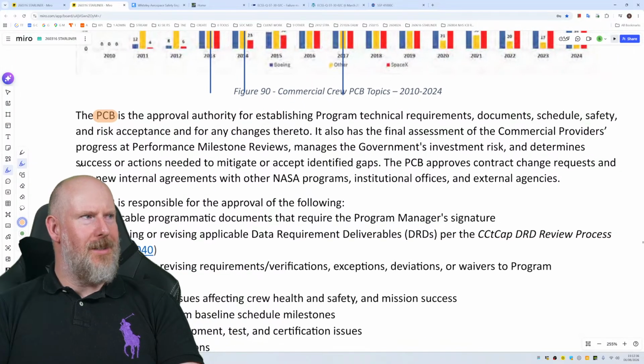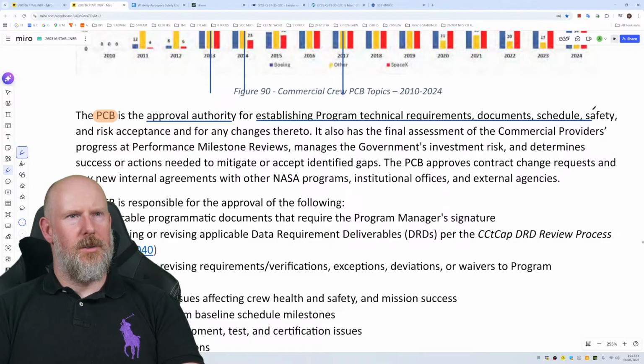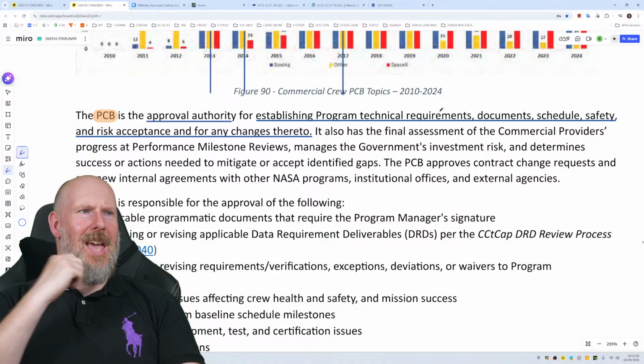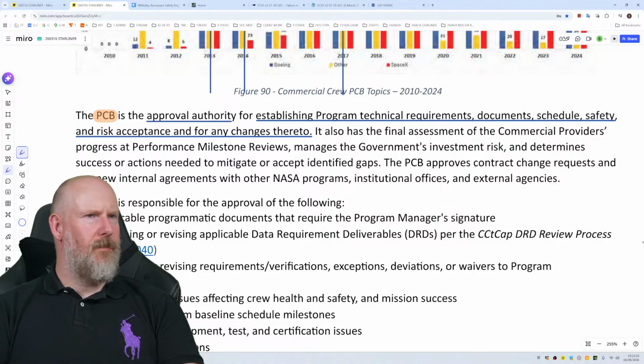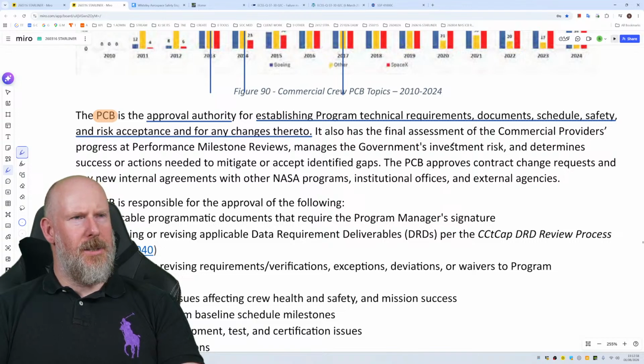So the Program Control Board is the approval authority for establishing program technical requirements, documents, schedule, safety and risk acceptance, and for any changes thereto. It also has the final assessment of the commercial crew provider's progress at the performance milestone reviews, manages the government's investment risk, and determines success or actions needed to mitigate or accept identified gaps. The PCB approves contract change requests and new internal agreements with other NASA programs, institutional officers, and external agencies.